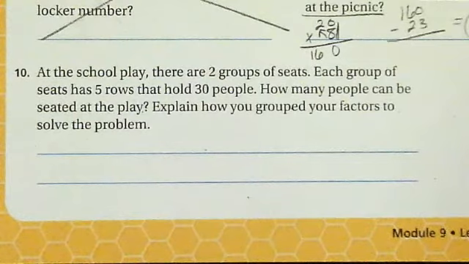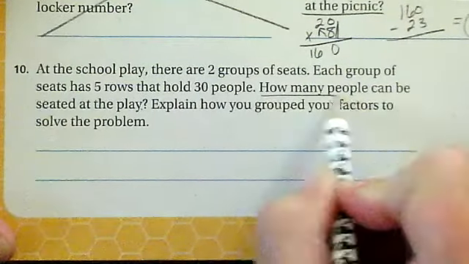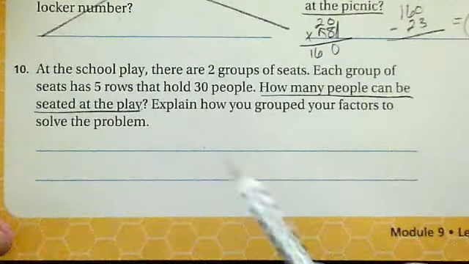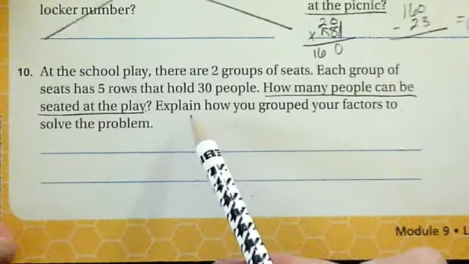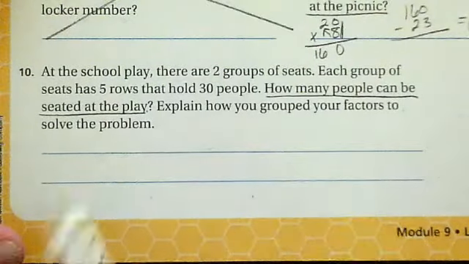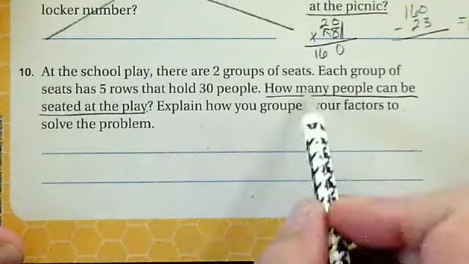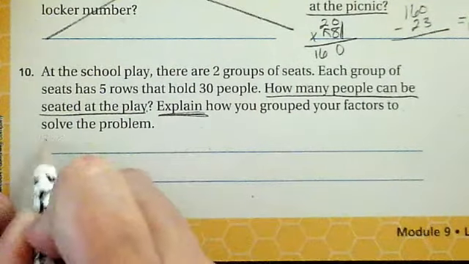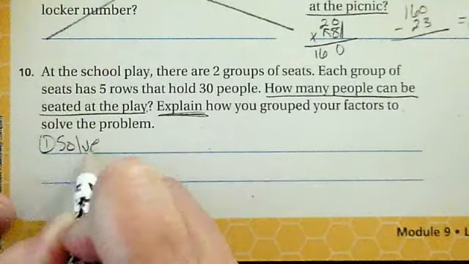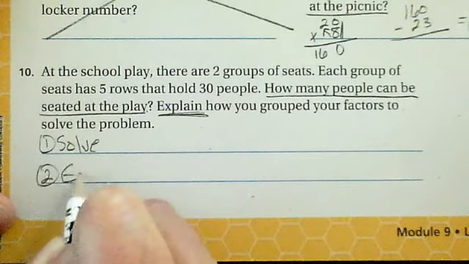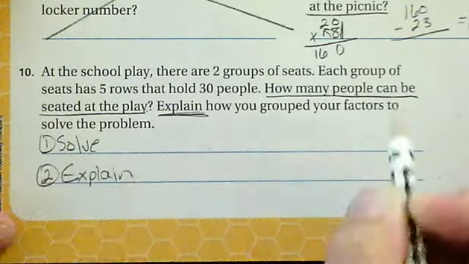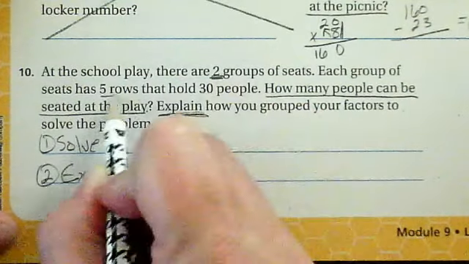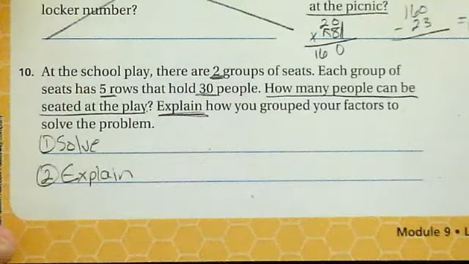First, I need to find out how many people are seated at the play. Then, step two, explain how you grouped your factors to solve the problem. So first I solve it, then I explain how I did it. You have two things. Solve, explain. And again, I'm seeing three numbers, so I might have more than one operation to do.